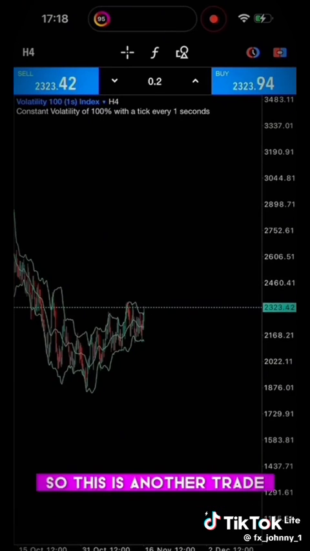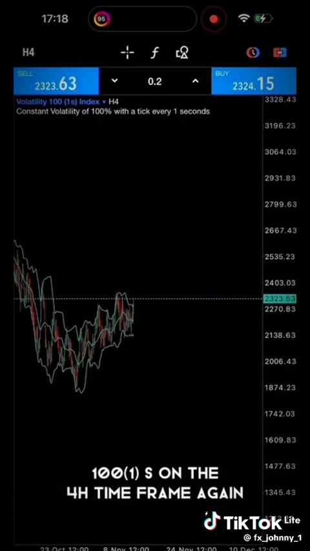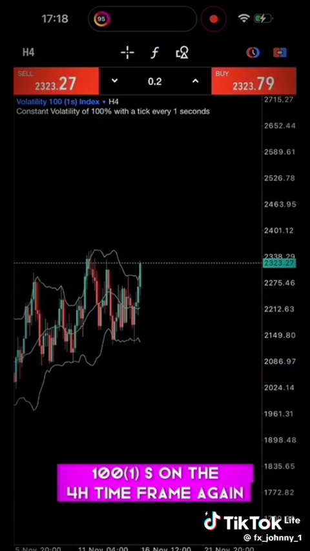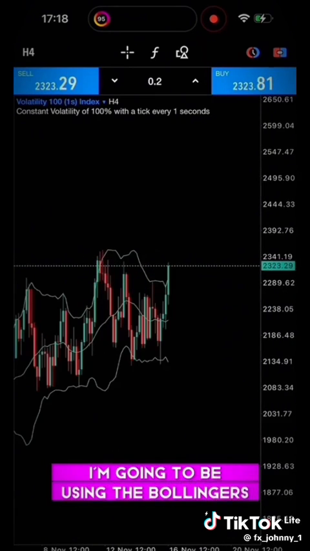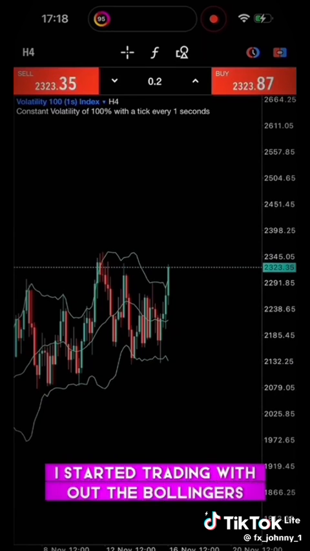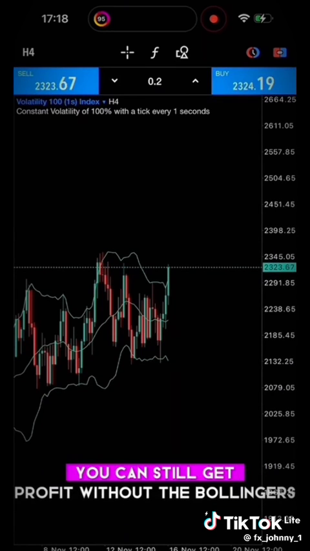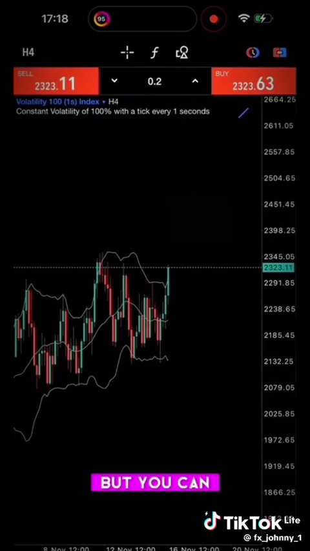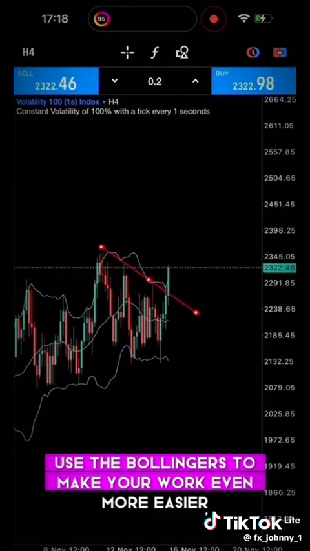So this is another trade. This is volatility 101S on the 4-hour time frame. Again, I'm going to be using the Bollingers. I started trading without the Bollinger to show you that you can still get profit without the Bollingers, but you can use the Bollingers to make your work even easier.